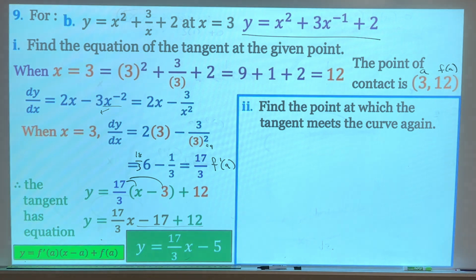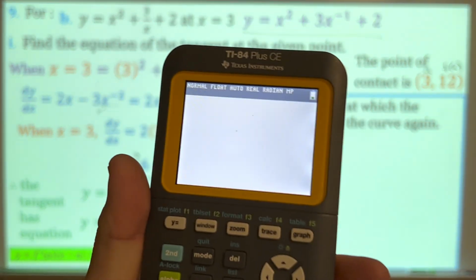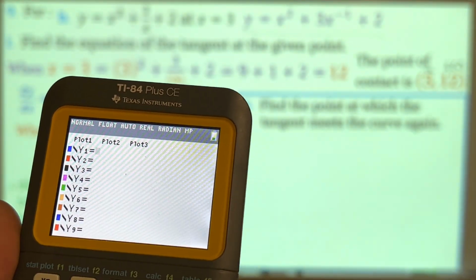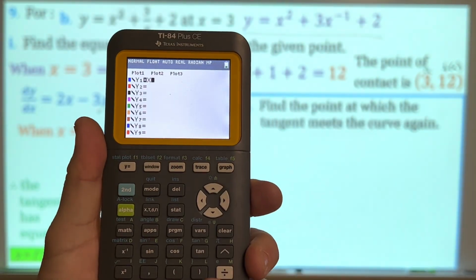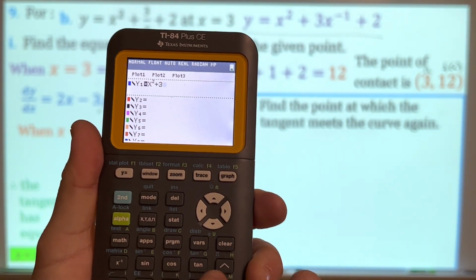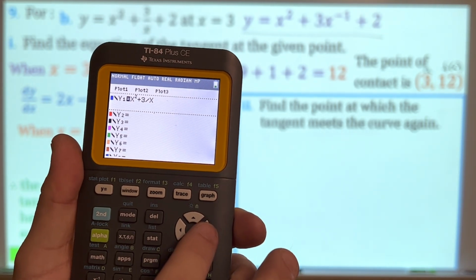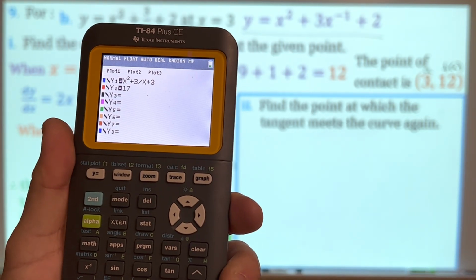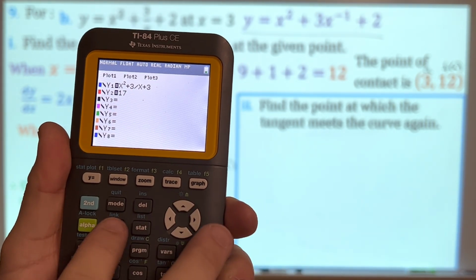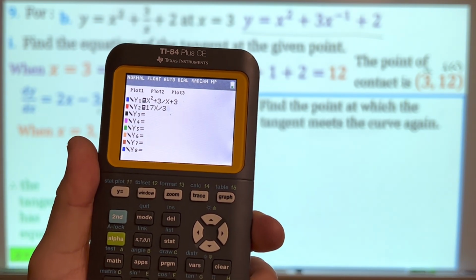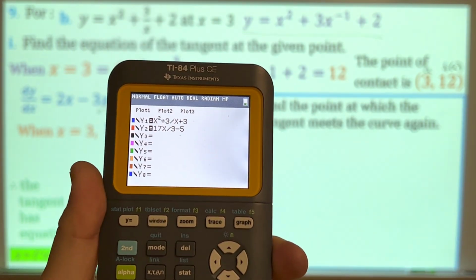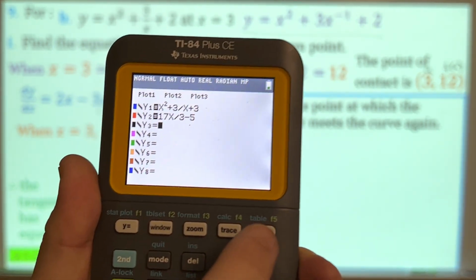All right. Calculator time. Calculator right here. Y equals, clear. Enter the first equation in: x squared plus 3 divided by x plus 2. Enter. Second equation, 17. Now this one, you're going to put 17x divided by 3 because you want the x on top. Minus 5. Enter. All right. You're going to hit graph.